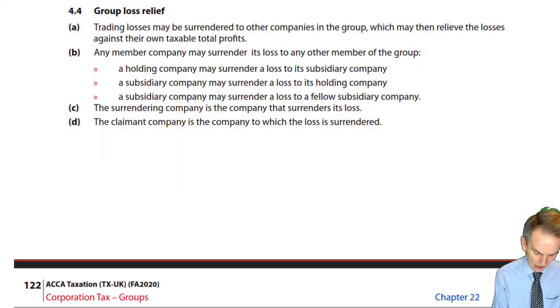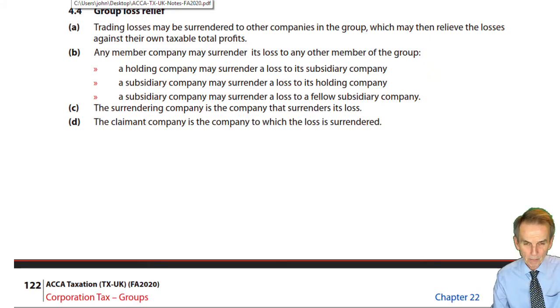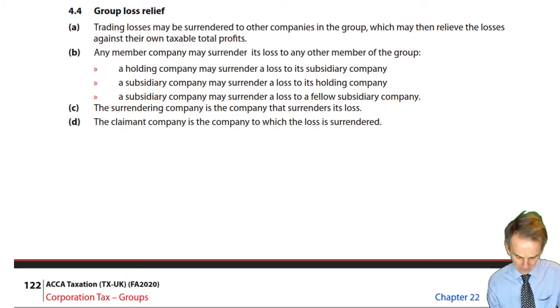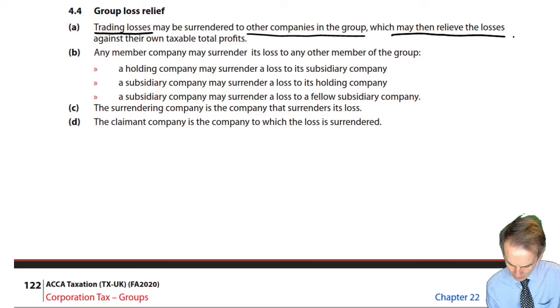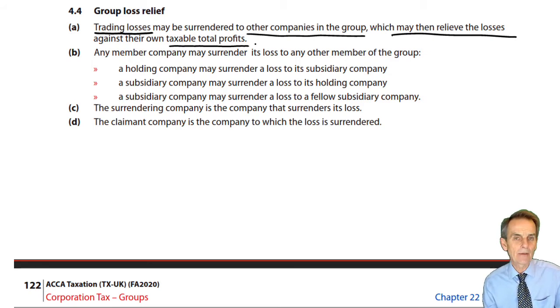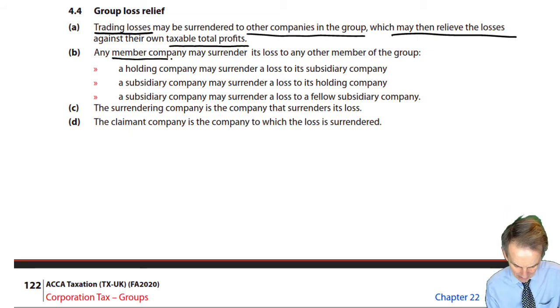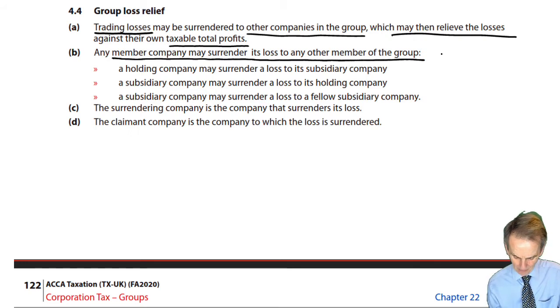Okay, going back to our notes, therefore, and just putting together stuff that we already know now, we've seen that it's not just trading losses that are eligible for group relief, and we'll remind ourselves of the other lesser possibilities, but still possibilities, in a moment's time. Trading loss is the big one, may be surrendered to other companies in the group, which may then relieve the losses against their own TTP. So any amount of trading loss of the loss maker may be surrendered and relieved against any amount of the claimant company's TTP. Any member company may surrender its loss to any other member of the group.